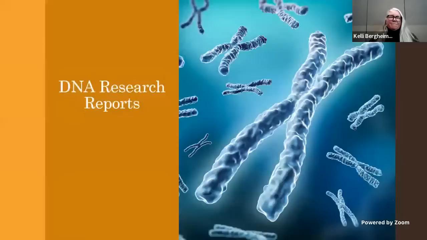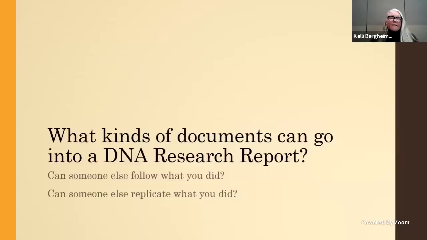So let's talk a little bit about DNA research reports, because there are some nuances there. So what kind of documents can go into a DNA report? Basically anything that allows someone to follow what you did. So if you're looking at autosomal DNA, perhaps you have an Ancestry kit, a MyHeritage kit, and a Living DNA kit, and you're looking at all those things and you're looking at match lists. So you want to think about all the evidence collection. So what did you do and what did you find?